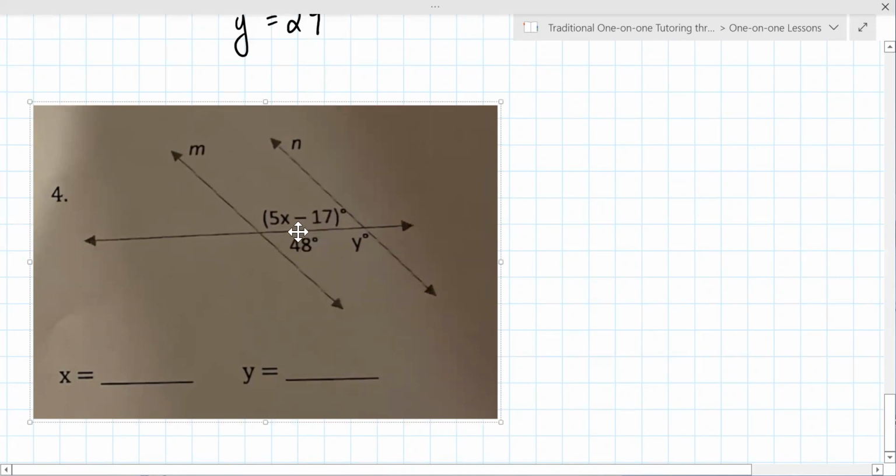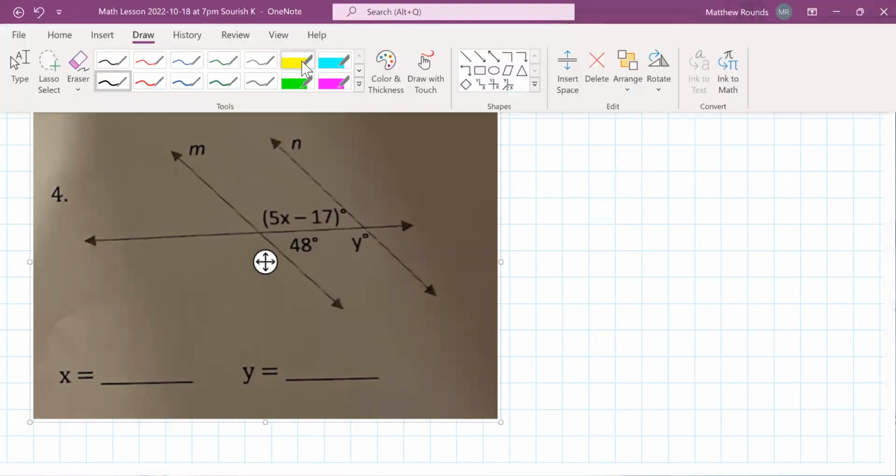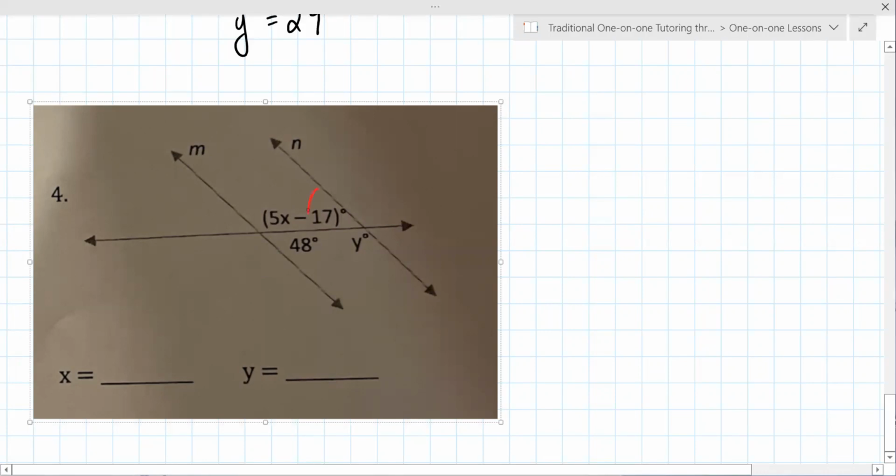Wait, what do you mean? Why is it not drawn well? 5x minus 17 is not clear where it is, but it's referring to, let's see if I can show it another way. It's referring to this angle right here. That's 5x minus 17. They really should have had an arrow pointing into it.